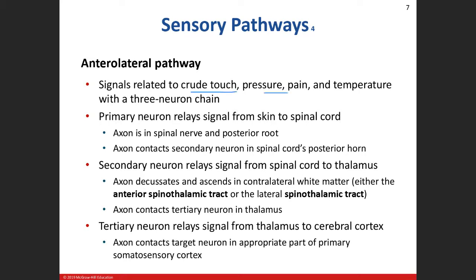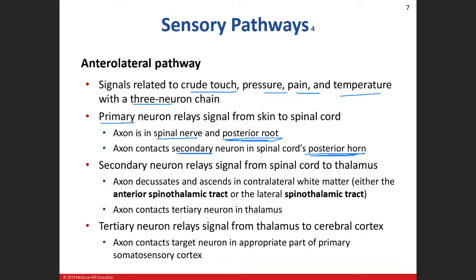All right. So crude touch, pressure, pain, temperature. A three-neuron chain, starting off with the primary neuron. It goes from the skin, our finger. It is going to travel through the spinal nerve. Since it's carrying sensory information, it's going to go into the back of the spinal cord through that posterior root. And it is going to synapse with the secondary neuron in what we call the posterior horn.